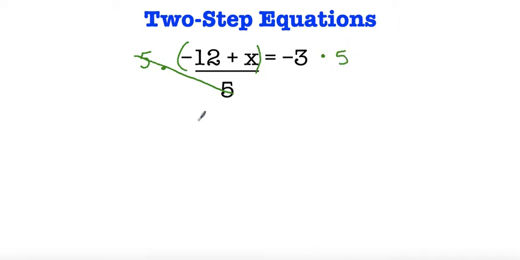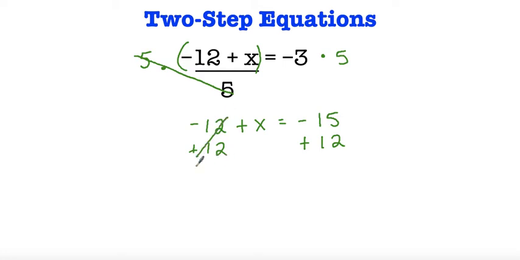And so on the left side, I'm just left with the term negative 12 plus x is equal to negative 3 times 5. A negative times a positive is a negative, and 3 times 5 is 15. So here I have negative 12 plus x is equal to negative 15. In order to get the x by itself, we're going to have to get rid of this negative 12, so we're going to have to add 12 on both sides.